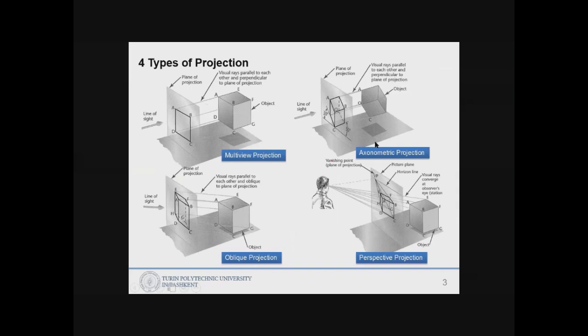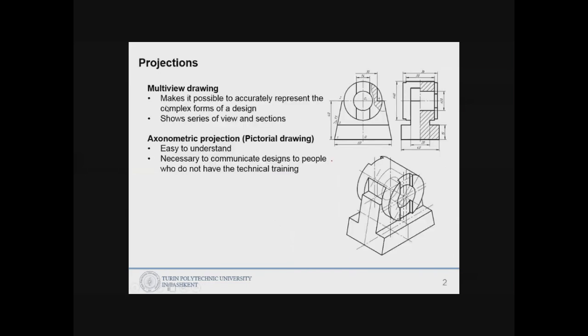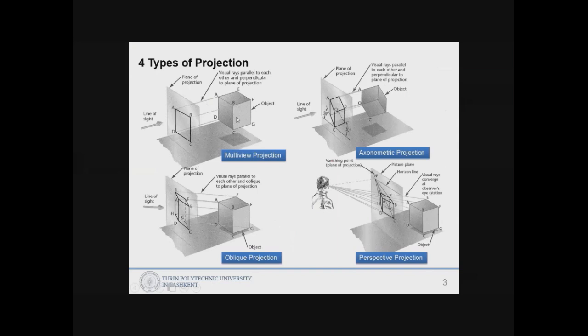So there are four types of projections, shown here with comparison. The first one is multi-view projection. What's the meaning of multi-view projection? This is a part, the object, and the object is projected onto the plane of projection. This is taken from an American book, so in our case the plane of projection will be outside, at the back side of the object. All other things are similar.